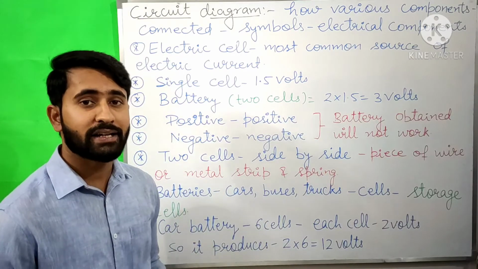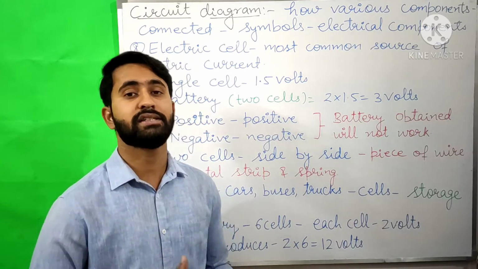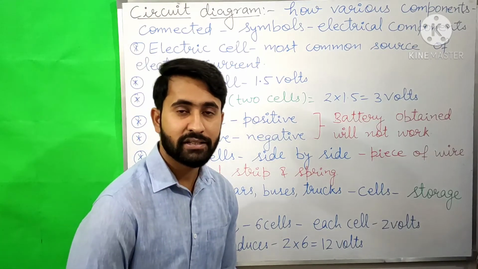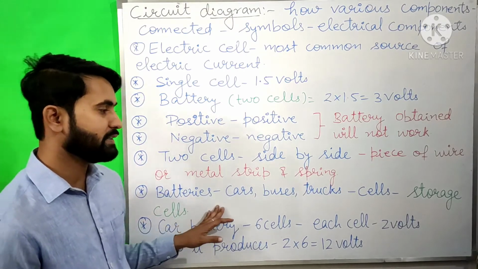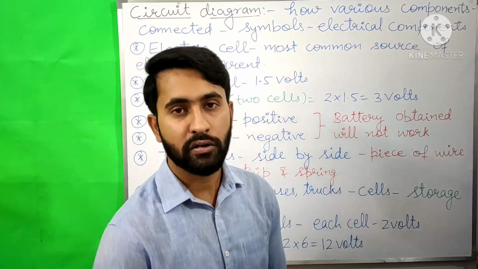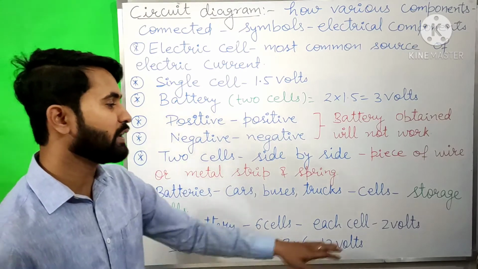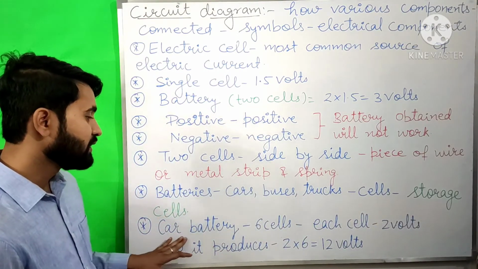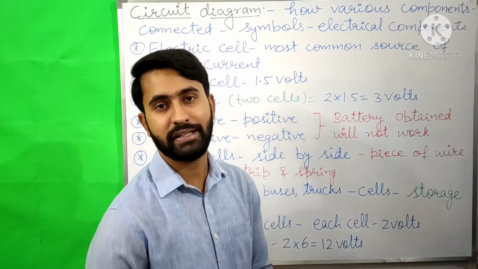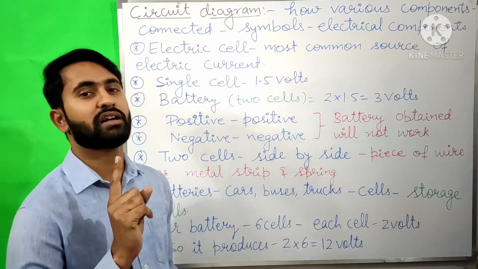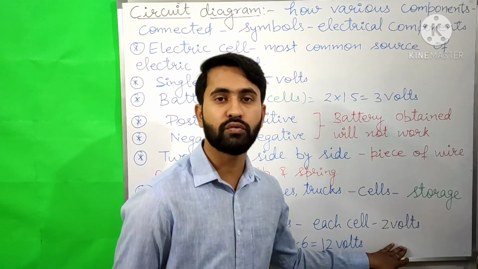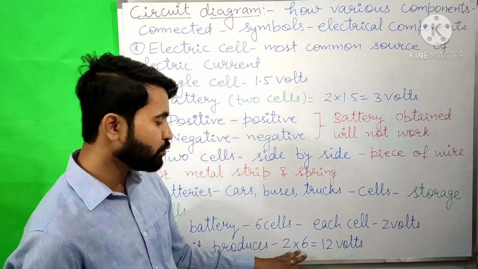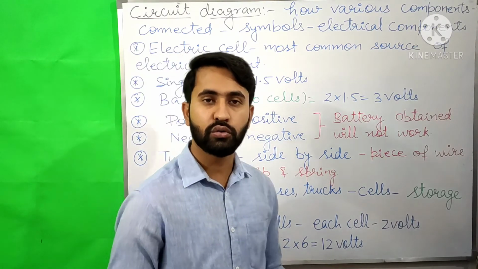The batteries that are used in cars, buses, trucks, etc., are also made up of cells. But the cells of these batteries are different from the normal cells and are known as storage cells. A car battery has 6 cells joined with each other, and each cell of the car battery produces 2 volts. So in total, the car battery produces 2 into 6 is equal to 12 volts.